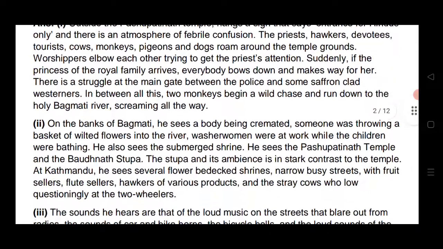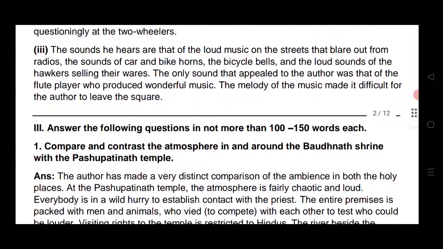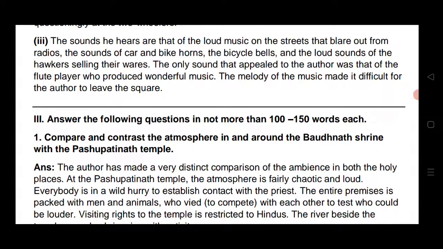The sound he hears. What kind of a sound does the author Vikram Seth hear? The sounds he hears are that of the loud music on the streets that blare out from radios, the sounds of car and bike horns, the bicycle bells, and the loud sound of the hawkers selling their wares. The only sound that appealed to the author was that of the flute player who produced wonderful music. The melody of the music made it difficult for the author to leave the square.